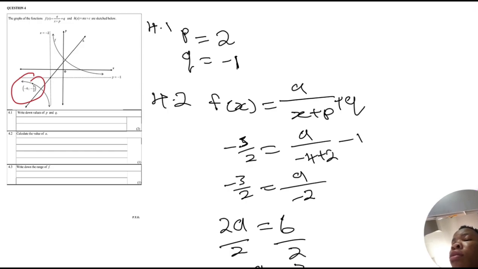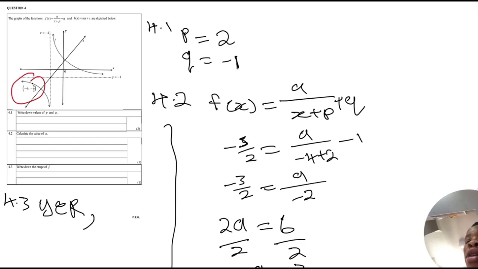A is equal to 3. Then they are saying write down the range of y. Now remember, when you talk about range, we talk about the values of y. So if you check there, our horizontal asymptote is y is equal to -1. That means y is an element of real numbers, but y must never be equal to -1. That is our range for this graph of f of x.